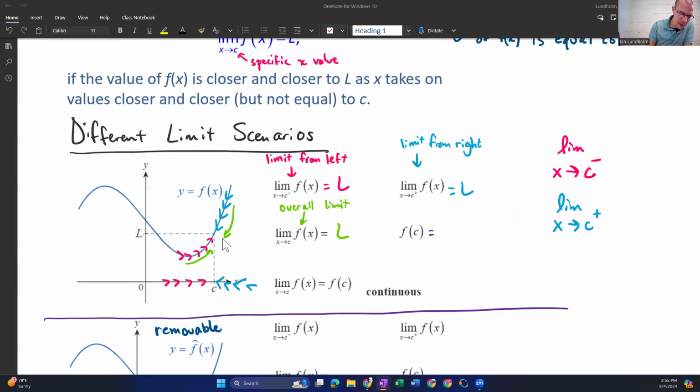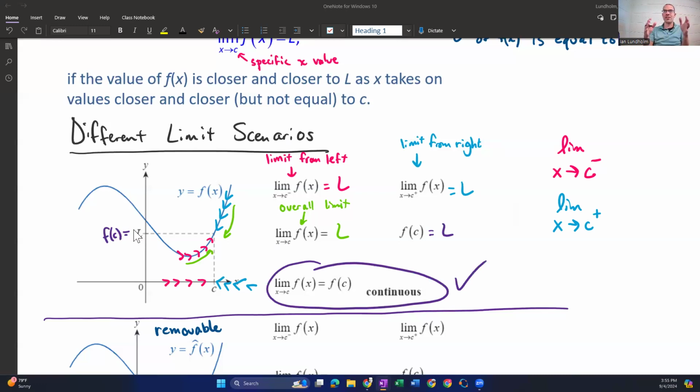And again, f of c is equal to L here because when we put c into the function and we map it over to the y-axis, this is the y value that we get out. It's L. And something that's cool that we will make more formal later on is that in this case, the limit from the left and the right match, they exist, and they equal f of c. So we call this function continuous.